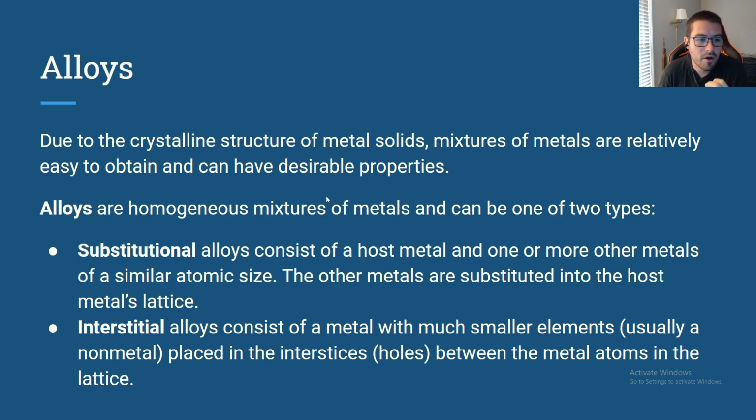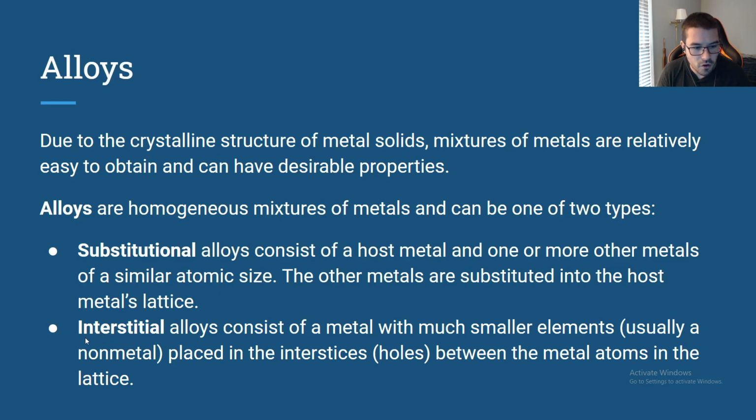Okay, next thing to talk about is alloys. This is a word you may remember from last year, especially if you had me in class. Alloys are homogeneous mixtures of metals, and there are 2 different types of alloys. There are substitutional alloys, which consist of a host metal lattice and one or more other metals of similar size that substitute into the lattice, composing what eventually is a mixture.